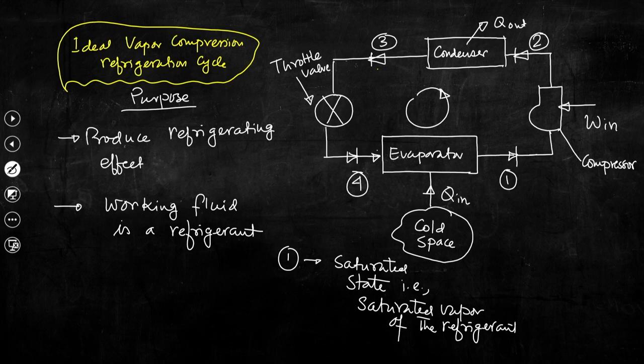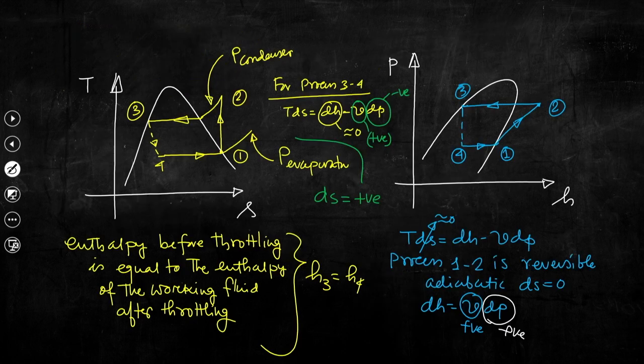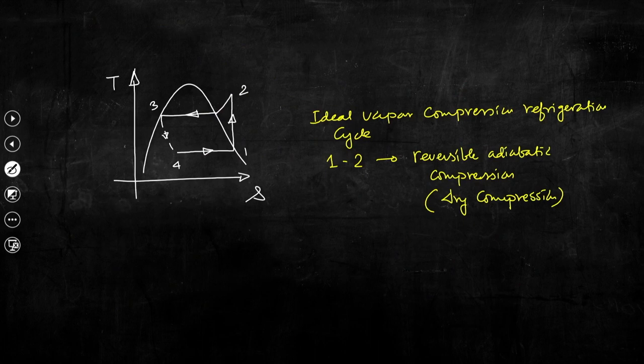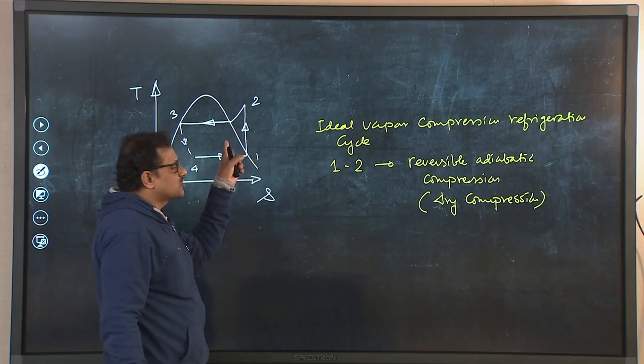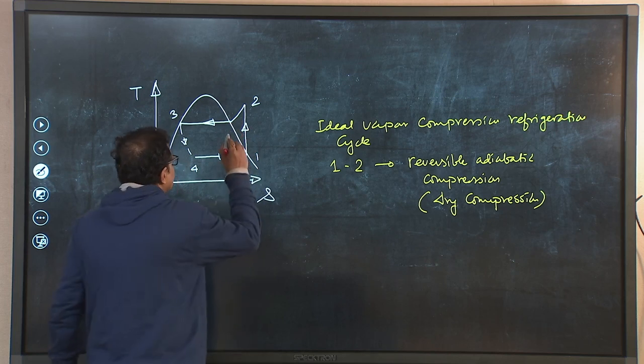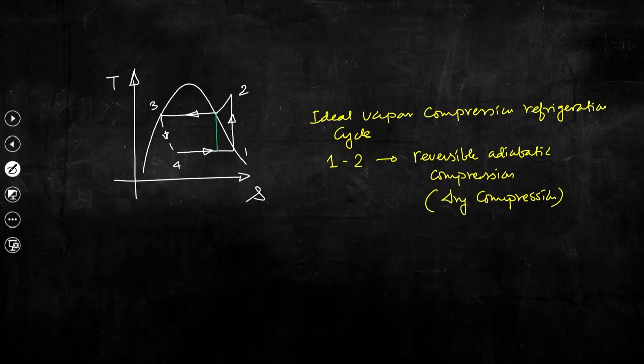Dry compressions are preferred to the wet compression because of several advantages that I will be discussing today. So, as I said, we are now trying to compare all these processes with those had we considered this cycle to be a Carnot cycle. Then this compression process will be the reversible adiabatic process, but the actual process between these two temperature limits will be like this.